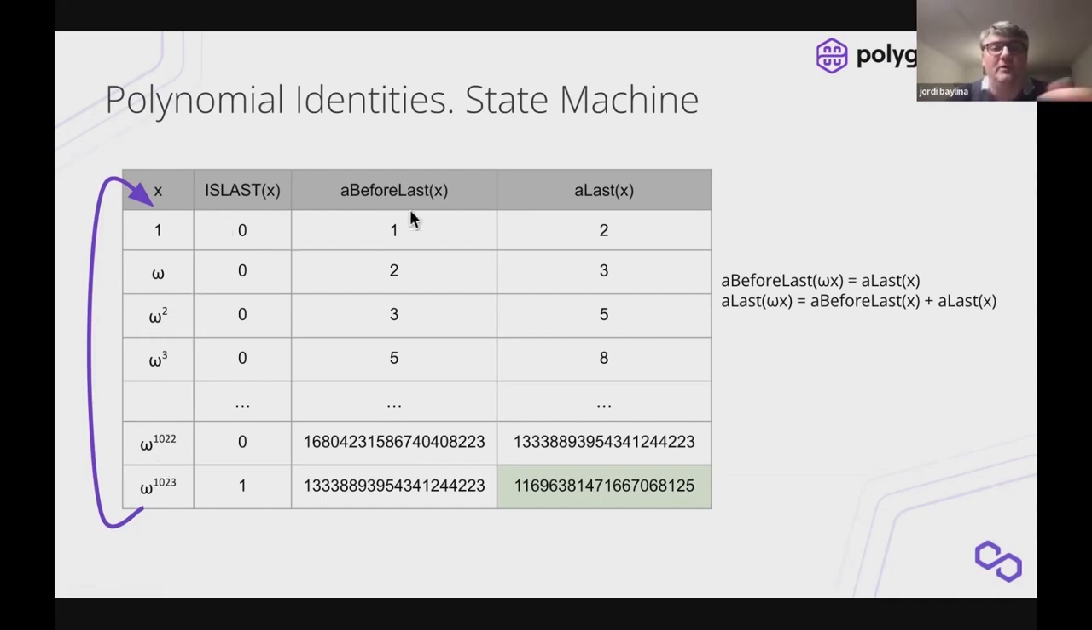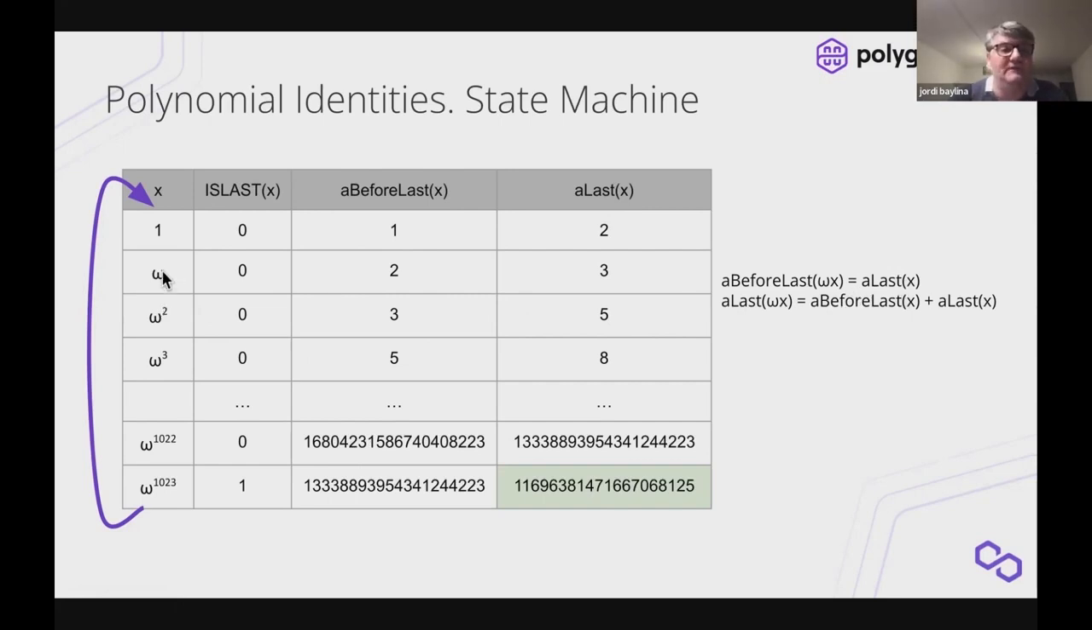So when you evaluate the polynomial, I can define a polynomial here, a before last, that at 1 is equal to 1, at W, which is a specific number, it's 2, at W^2 it is 3, at W^3 it is 5, and this defines a polynomial itself. This is the polynomial a before last of x. These are not the coefficients of the polynomial, they are the evaluations at these specific numbers. The same thing for a last of x.